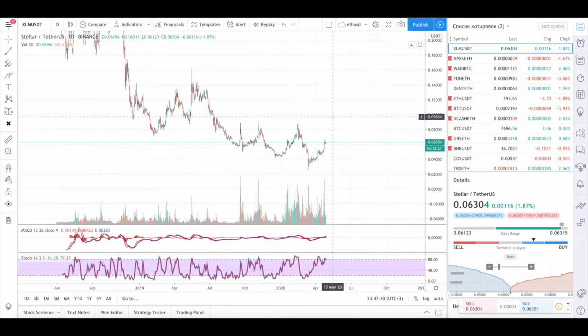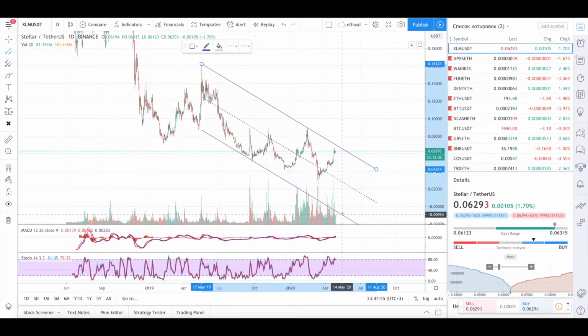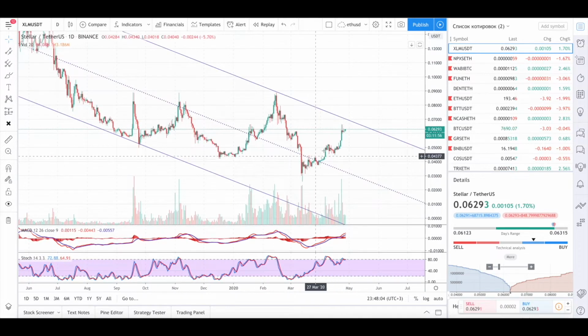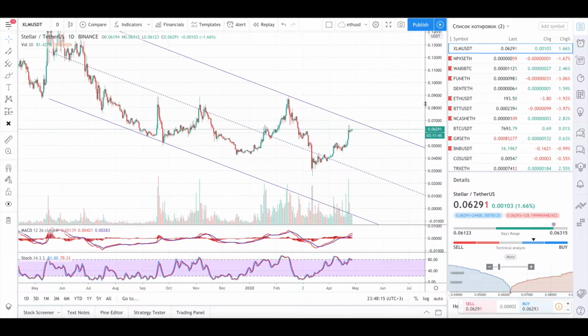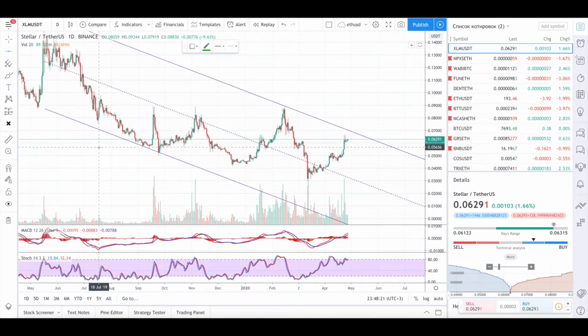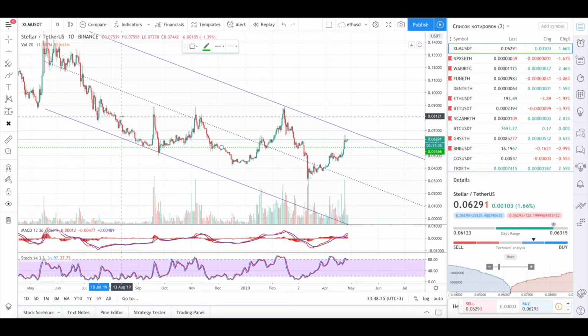Now we have a downtrend, and this is our downward price channel, and the price has almost reached the upper limit of the price channel. Let's draw the main levels of the coin. The main levels are 0.56 and 0.81. We see that the price has already fixed above its main level.